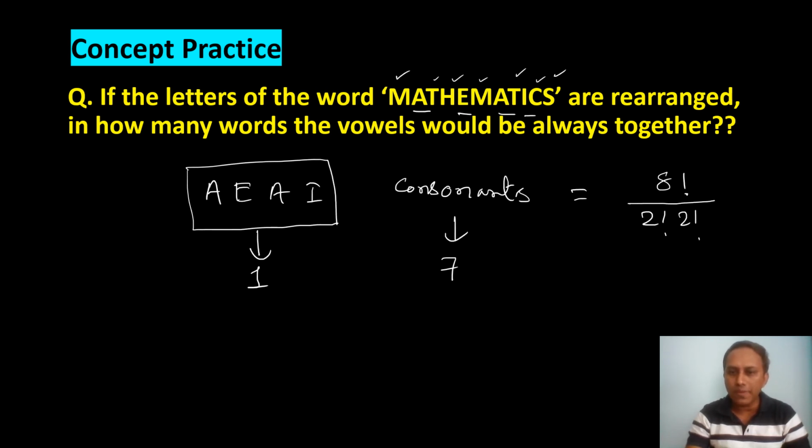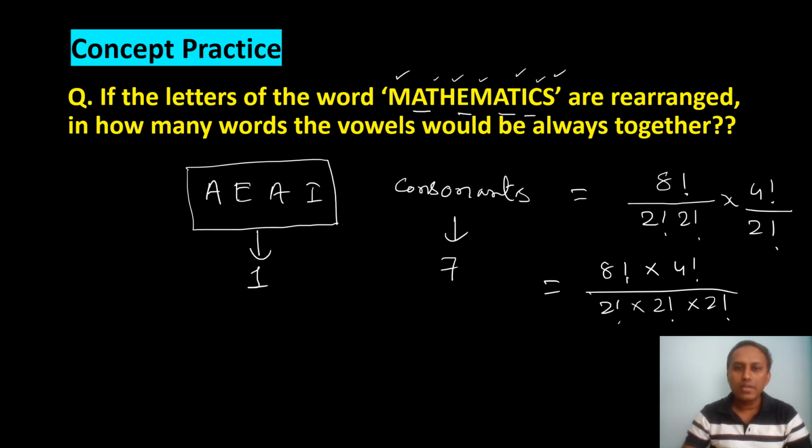So the arrangement should be 4 factorial divided by 2 factorial, since two letters are alike. So this is the required arrangement: 8 factorial into 4 factorial upon 2 factorial into 2 factorial into 2 factorial. This is the required arrangement where vowels would be always together.